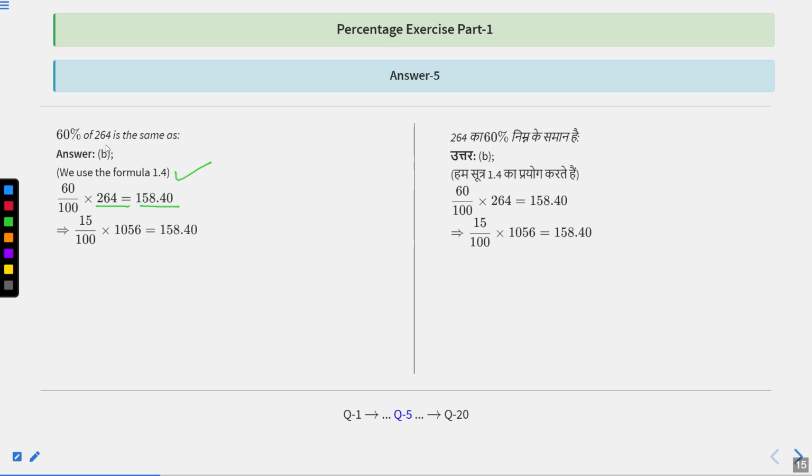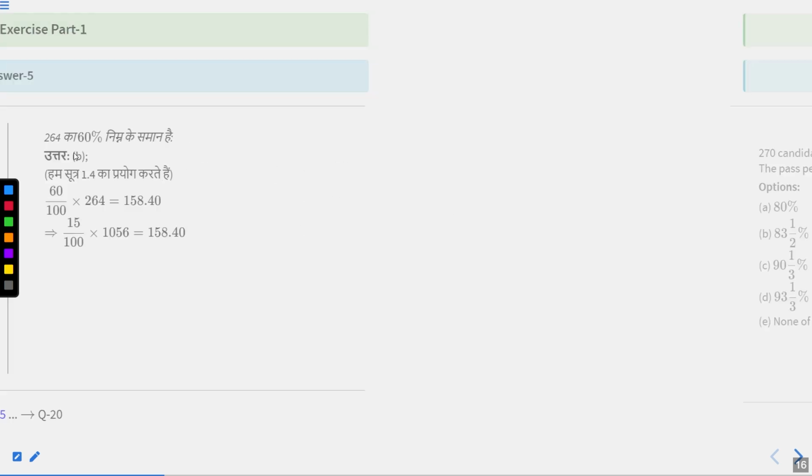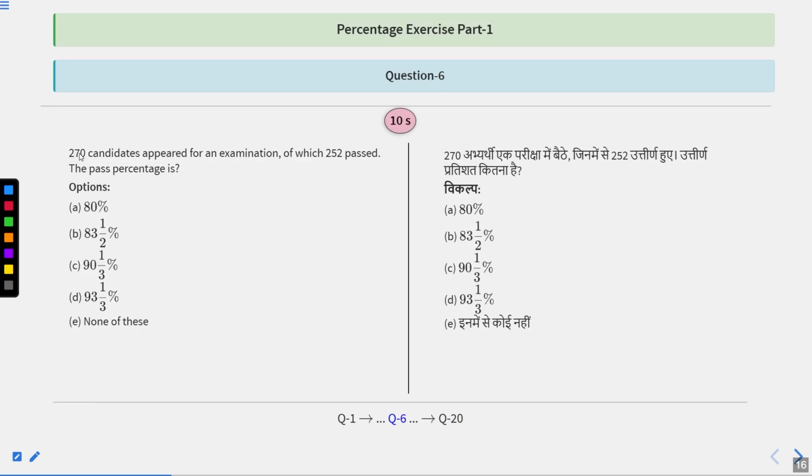Now when you check the options, B will be the same: 60% of 264 is equal to 50% of 1056. So B is the correct answer. Okay. Next question. 270 candidates appeared for an examination, of which 252 passed. The pass percentage is. Now you have 10 seconds to solve this question. Your time starts now.